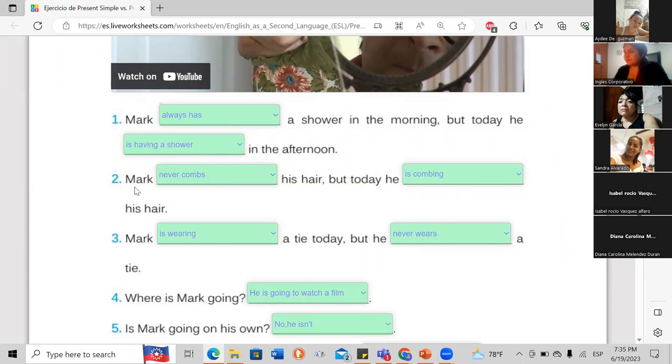Who wants to read number two? Volunteers? Mark never combs his hair, but today he is combing his hair. Okay, good. What is the meaning of comb? Peinar. Peinarse. Peinar su cabello. Yes. Okay. Number three.